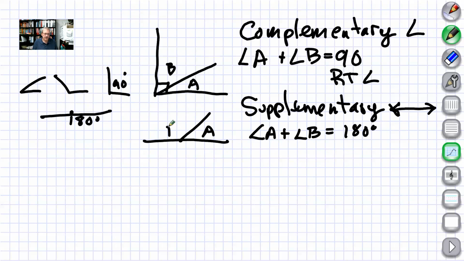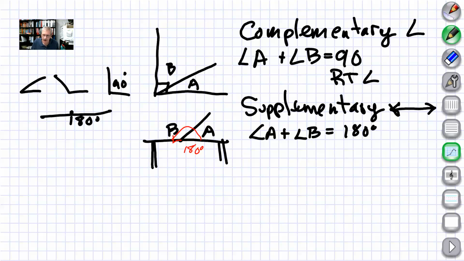A picture would look something like this. Here's A, here's B. The total distance from here to here is going to be 180 degrees. So we call those supplementary angles. And the way I remember that is supplementary is a straight line. We eat our supper on a table, and therefore these two angles are supplementary because we have our supper on a straight line, which is 180. I don't know, that's how I remember it.